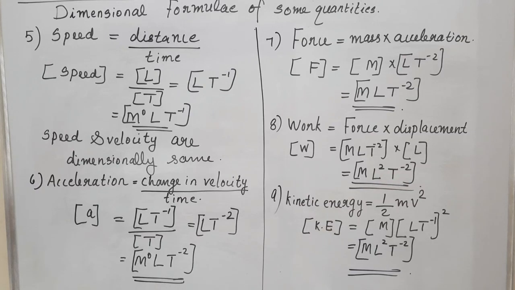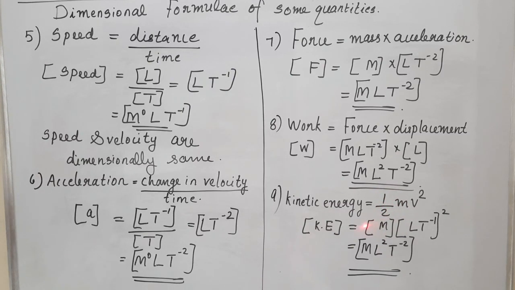Now coming to next one, that is kinetic energy, half m v square. So dimensional expression of kinetic energy equal to, see here one point is to be noted, this half, a numerical constant, has no dimensions. Numerical constants have no dimensions, but there are some constants like gravitational constant, etc., which have dimensions, but numerical values, they don't have any dimensions.